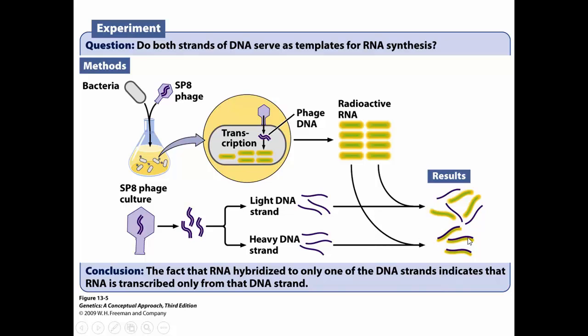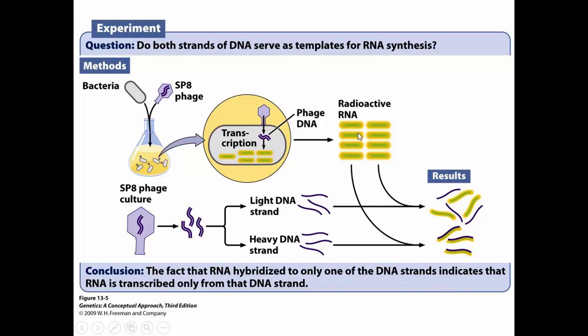They saw that all the radioactive RNA hybridized with one of the strands of the double helix, right here. That's why it's called the heavy, because it's interacting with the RNA, forming a heavier complex. The other strand of DNA, these blue ones, did not interact with the RNA. So see how it's floating in solution here.